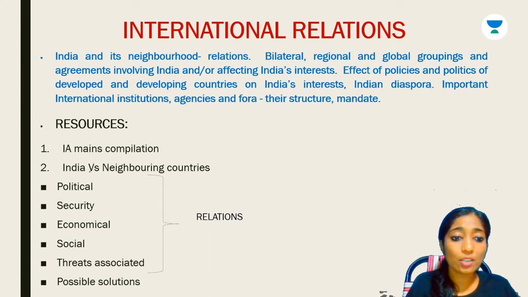And then India versus neighboring countries. All the neighboring countries are there, like Pakistan, Afghanistan, China, Myanmar, Nepal, Bhutan, Sri Lanka. With these countries, you need to cover the political relations, security relations, economic relations, social relations, any threats associated, and the possible solutions, with respect to Pakistan, China and so on.